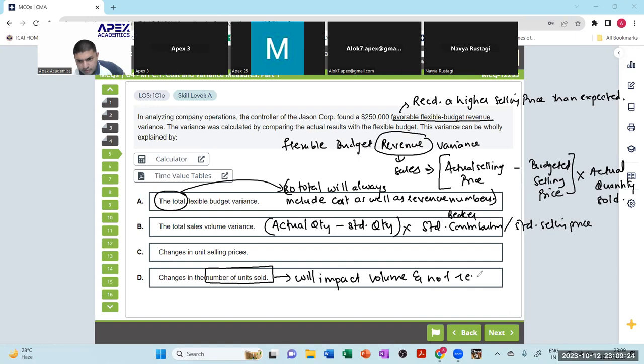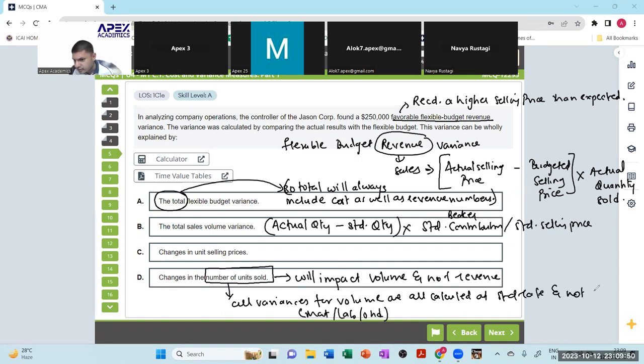And not revenue. Why? Because number of units sold, all variances for volume, whichever one they are, whether they are material, whether they are labor, whether they are overhead, are all calculated at standard rate and not actual rate. Please agree to this statement.